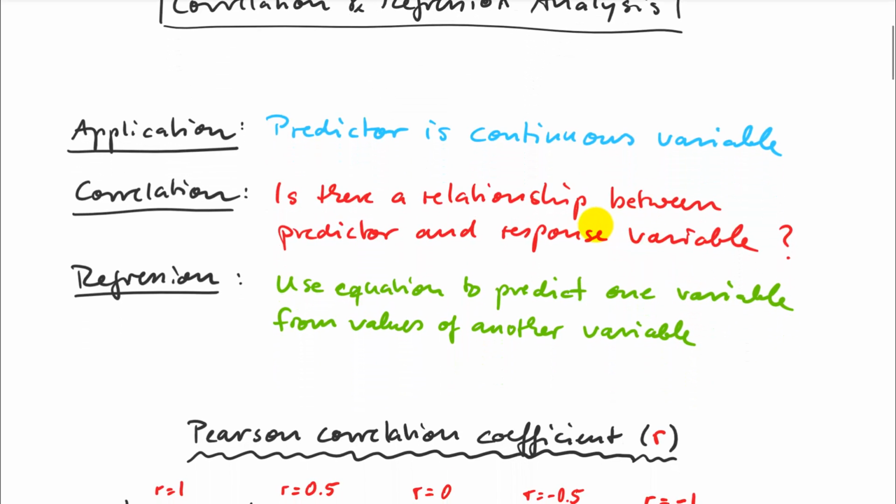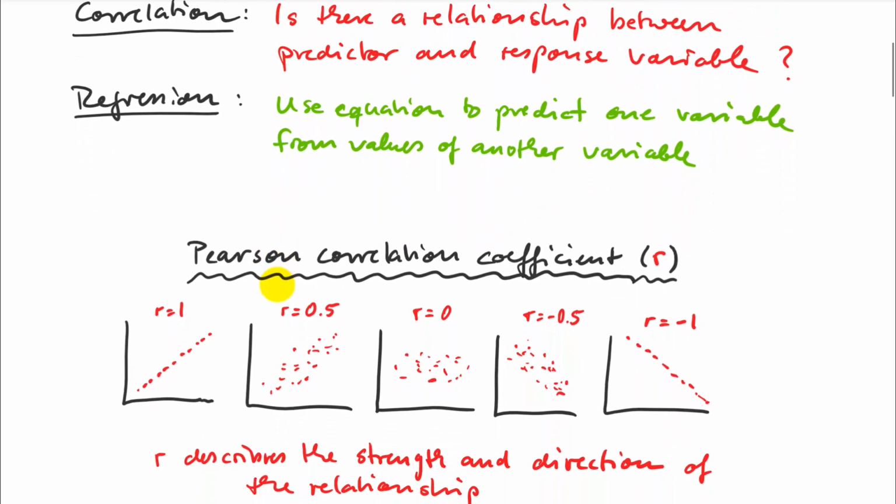And the difference between correlation and regression analysis is primarily driven by the question you're asking. So if you're asking, is there a relationship between a predictor and a response variable, then that's a correlation analysis. And if you're using an equation to predict one variable from another, that's a regression analysis. So the math behind the two is actually identical, but you're simply using different aspects of this analysis.